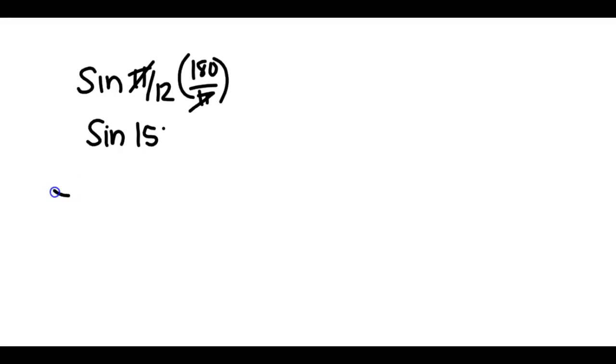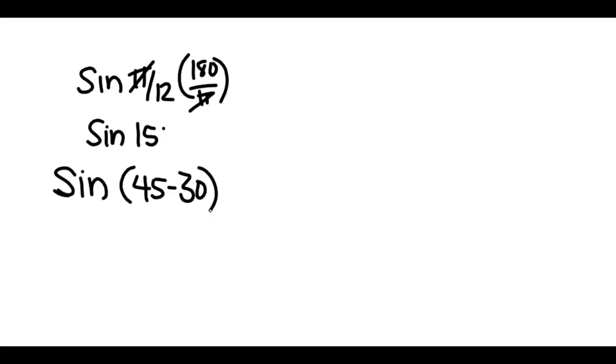Okay, so sine what? Subtract what? Or sine what plus what would give us 15, using only the 30, 60, or 45? Yeah, so 45 minus 30 would give us 15. This is what we do because we don't have 15 degrees on our unit circle, right? So we have 45s and 30s, so that's why we use these sum identities.